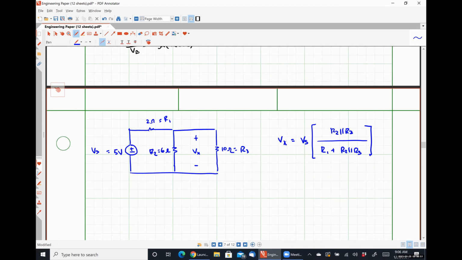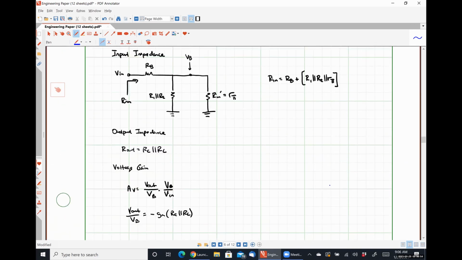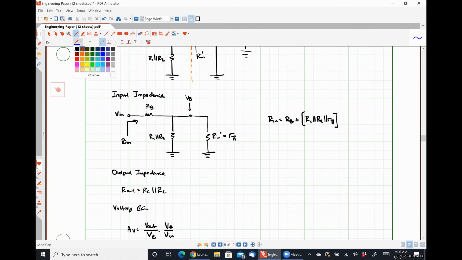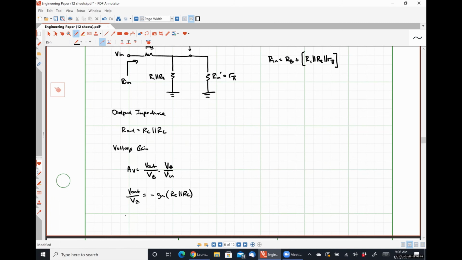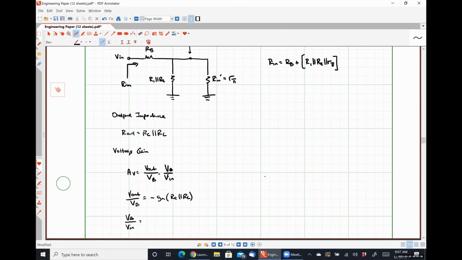We'll do the exact same thing. All right. So VB over Vn is going to be R1 in parallel with R2 in parallel with R pi, divided by RB plus R1 in parallel with R2 in parallel with R pi.